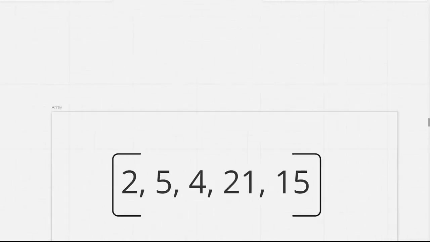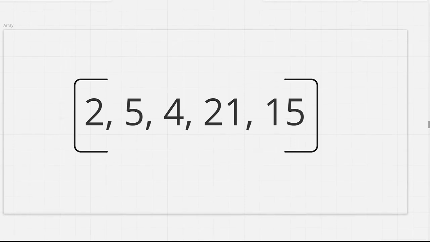So now let me get back to the array. Here in this array, what I have is 5 numbers: 2, 5, 4, 21, 15, which in arrays we know them as, let me get my pen here, we know them as items.